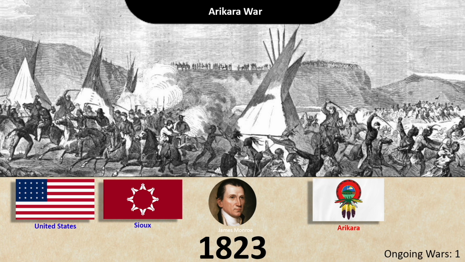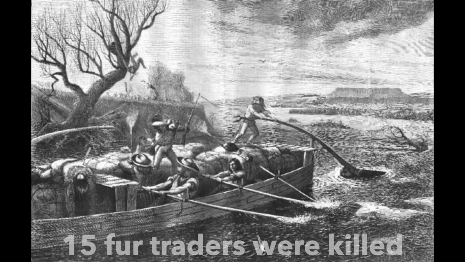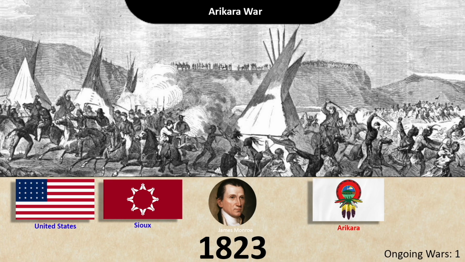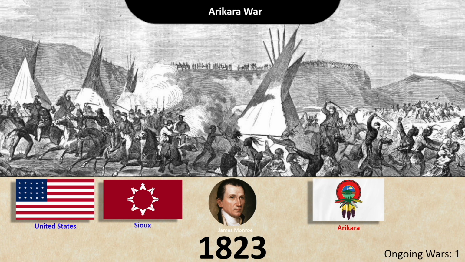Eventually, people would begin coming into their territory as the fur trade would grow a lot, and in the start of 1823, the Arikara attacked the Missouri Fur Company's fort. And the United States would respond by sending a force of around 300 soldiers and around 700 Sioux allies, and they would march to an Arikara village, hold them under siege, and eventually the Arikara would retreat and leave the village, and the United States would come in, burn the village down, and that was the end of that war.